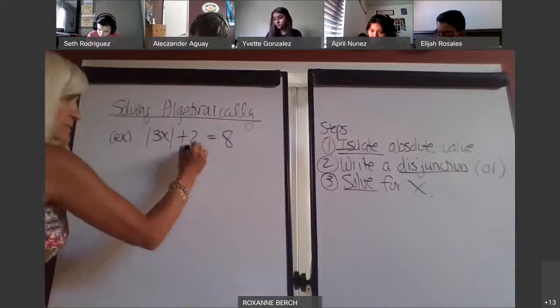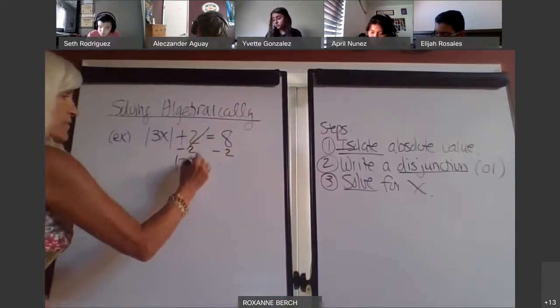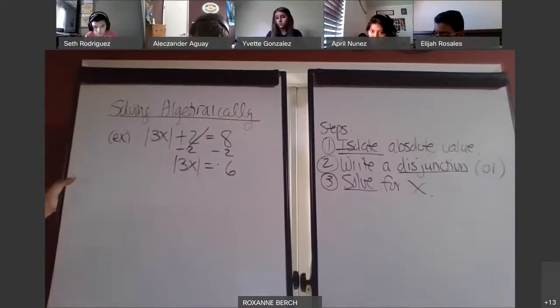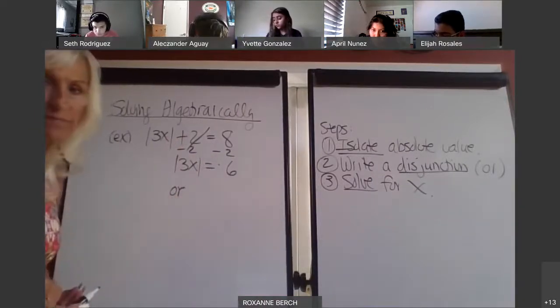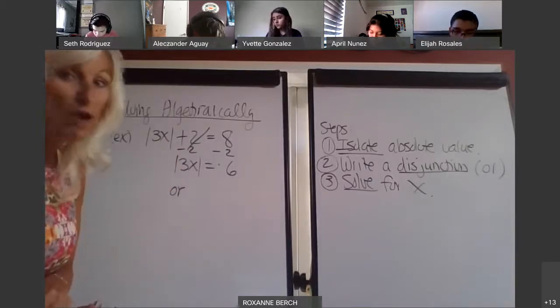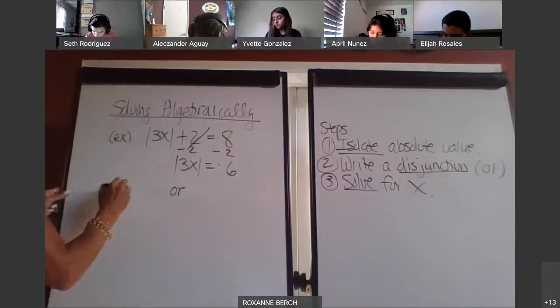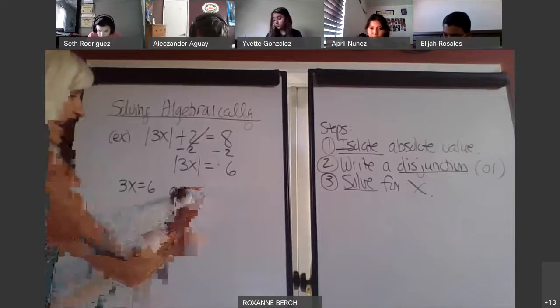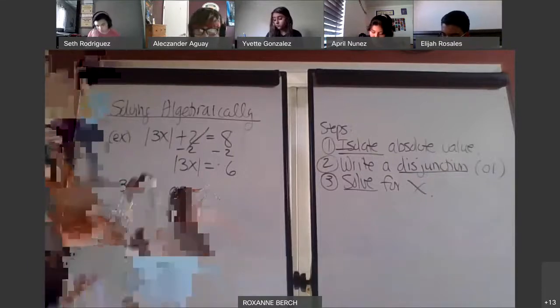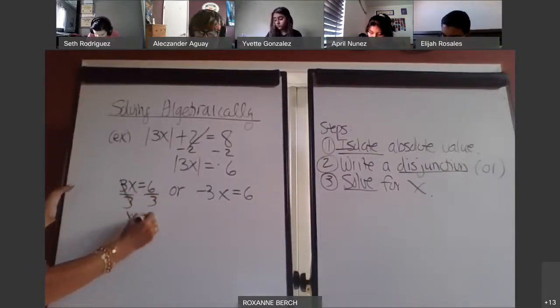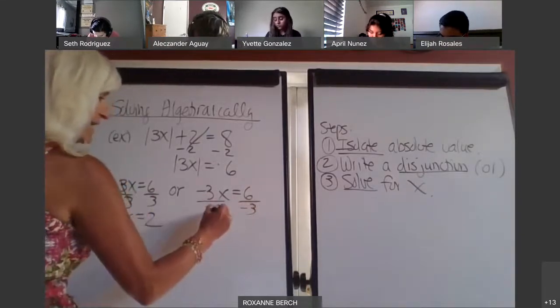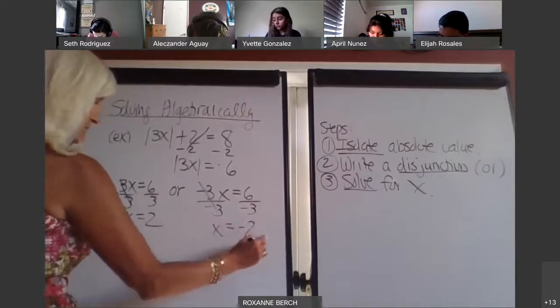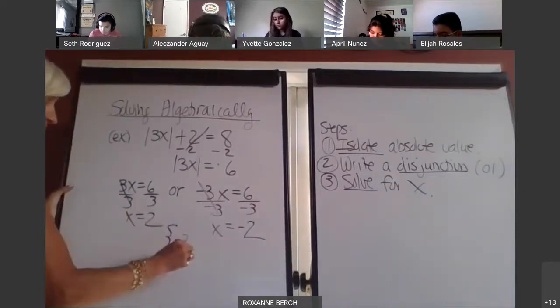All right, so to isolate the absolute value here, you're going to get the absolute value of 3x equals 6. Now we write a disjunction. So in other words, in order to get rid of those bars, you have a compound sentence. And the positive case is this, and the negative case. Right? When you divide by 3, you get x equals 2. And when you divide by negative 3, x equals negative 2. Solutions are negative 2 and 2.